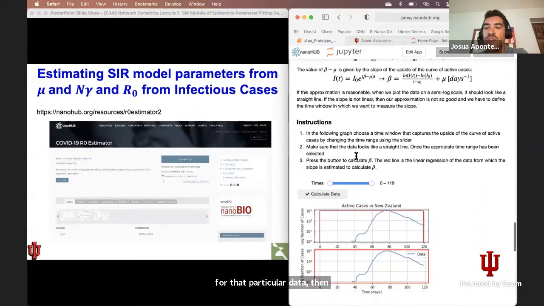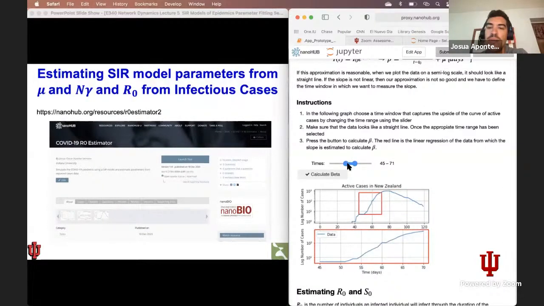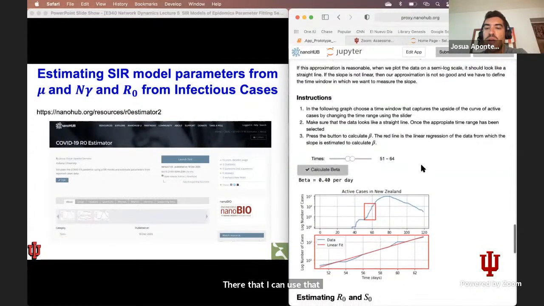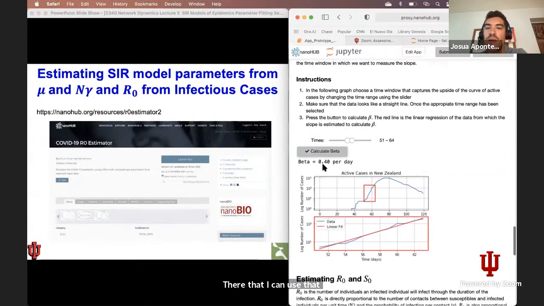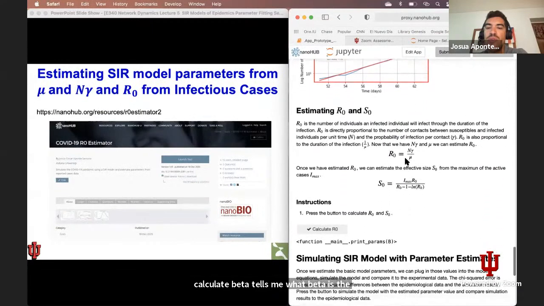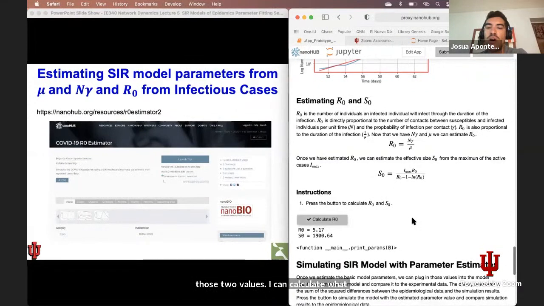Then you do the opposite. You have to choose a part of the curve that looks like a leading or increasing straight line. Still not that good there. And then I can use that part of the curve to calculate beta. It tells me what beta is. Then once I have those two values, I can calculate what R naught and S naught are.